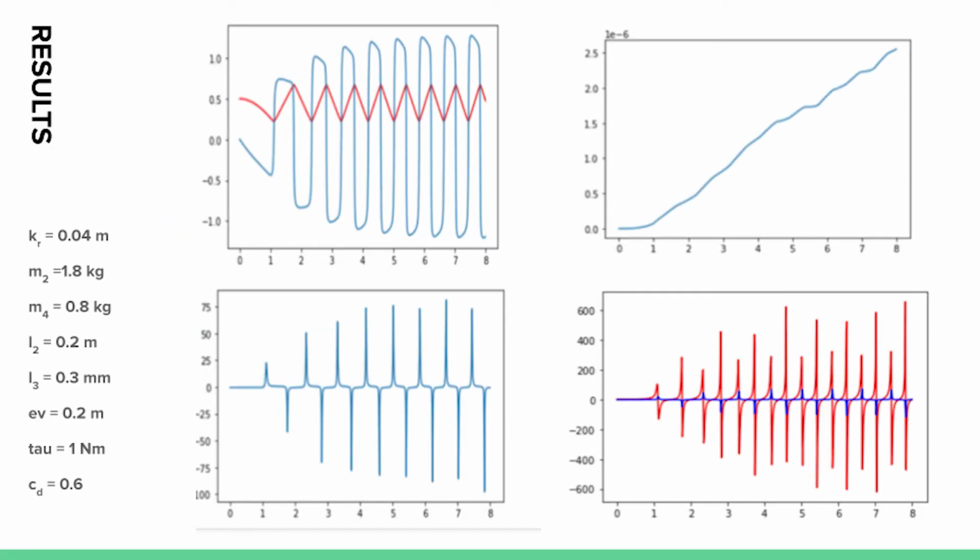Now, coming to the analysis part, these are our results, which include graphs of variation of theta, variation of displacement of piston, variation of angular velocity, and variation of linear velocity of piston.